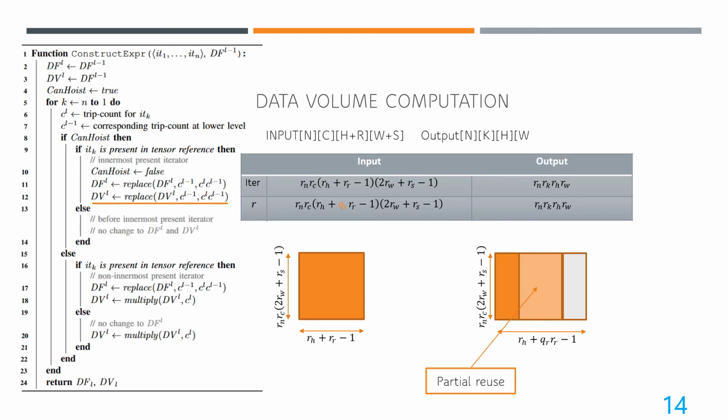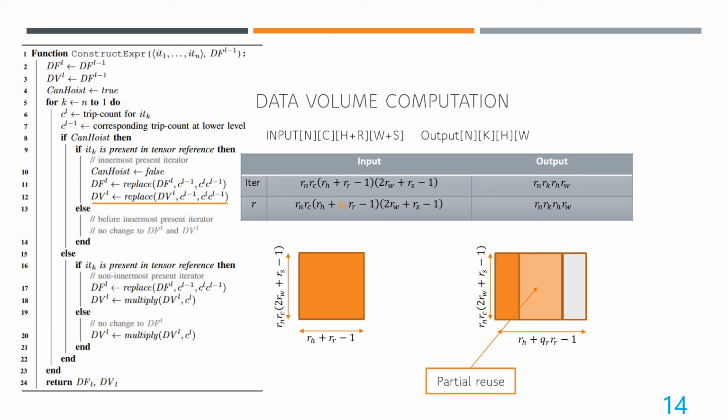Now that we have seen the definition of data footprint and data volume, let's look at a procedure to compute these quantities at a given level in the memory hierarchy. The inputs to the procedure are data footprint expressions at the lower level in the memory hierarchy and the loop permutation from the innermost loop to the outermost loop at the given level.